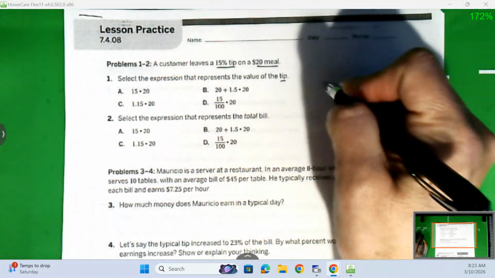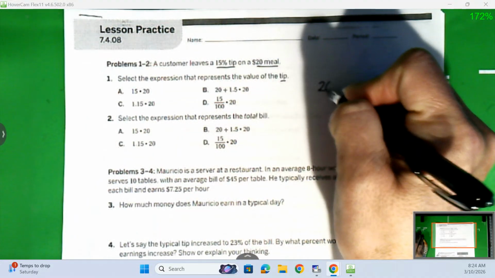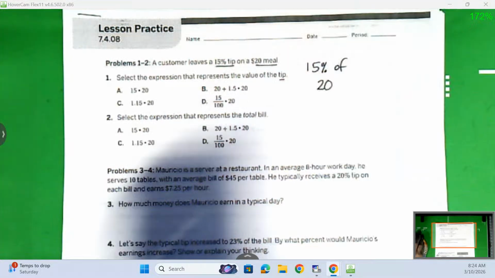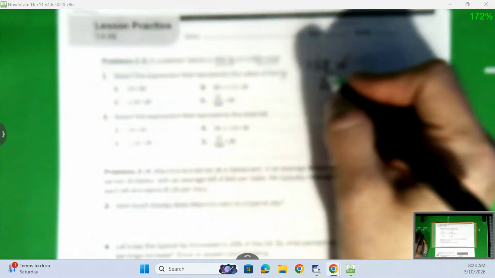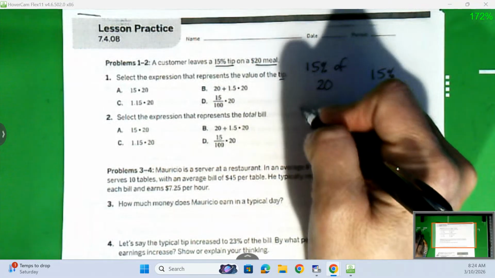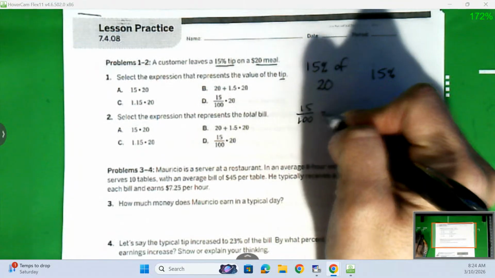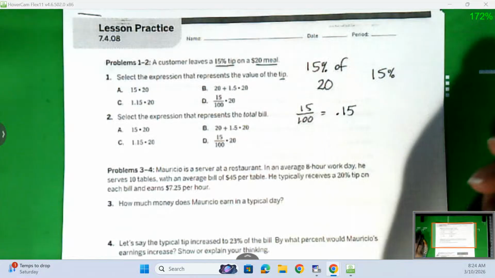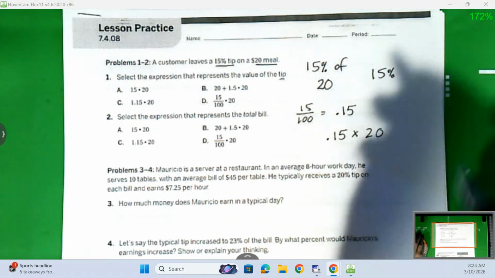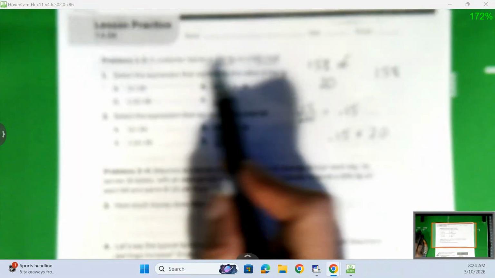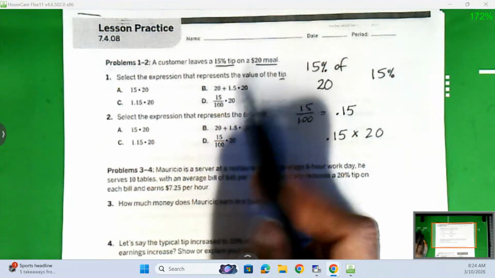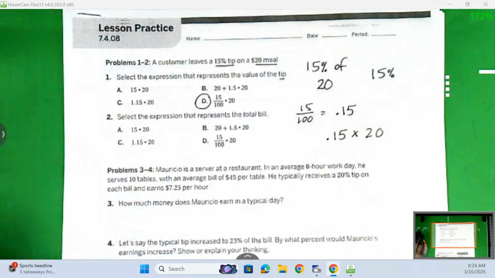So we're looking at 15% of 20. So 15%, remember percent means out of 100. That's 15 over 100, which is 0.15. We're going to take 0.15 and multiply that by 20 to get our answer. So looking at our options here, 15 divided by 100 would give us our 0.15. Our answer is D.